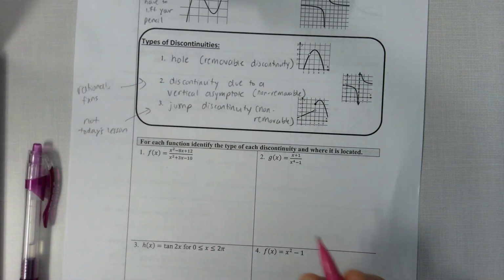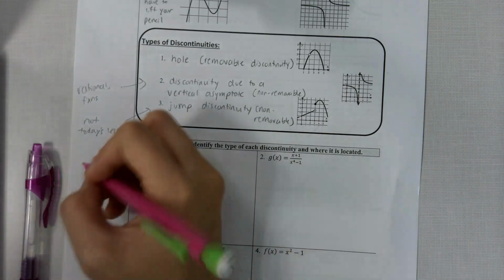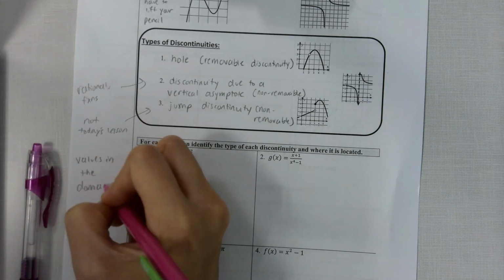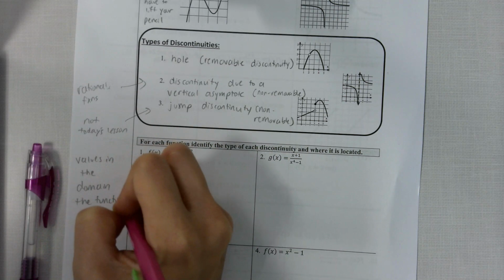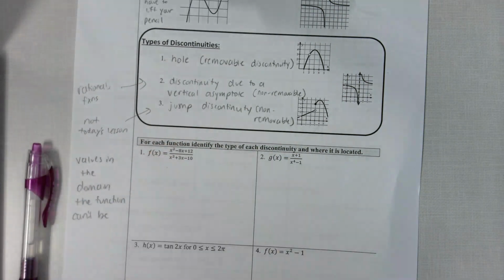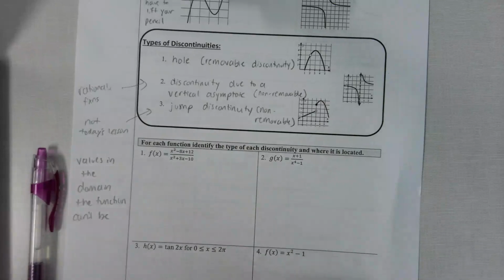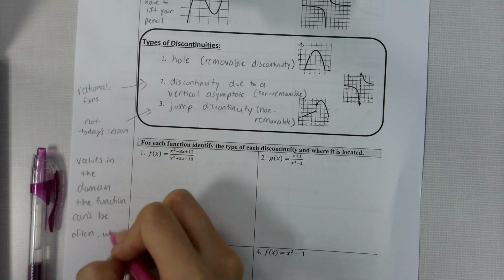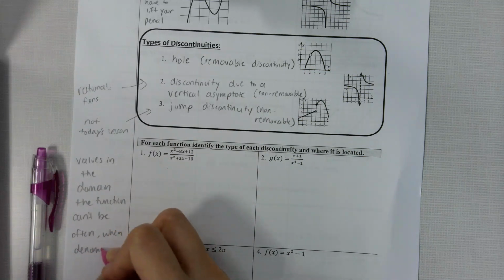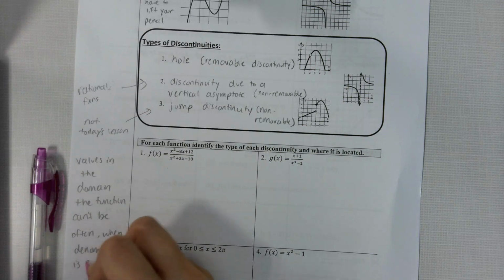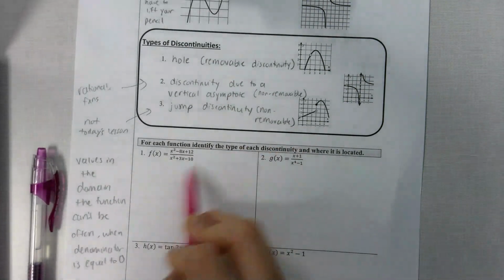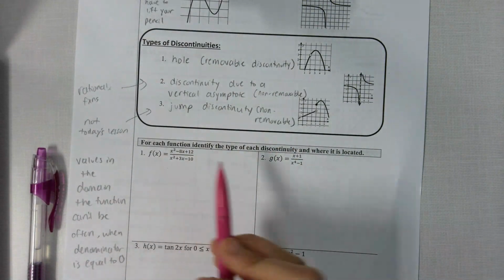have to find out where the function can't be. So we have to find values in the domain that the function is not allowed to be. Pretty often this is having our denominator equal to 0. We're not allowed to have our denominator equal to 0. So let's take this one. We're trying to figure out when the denominator is equal to 0, but we need to factor it.